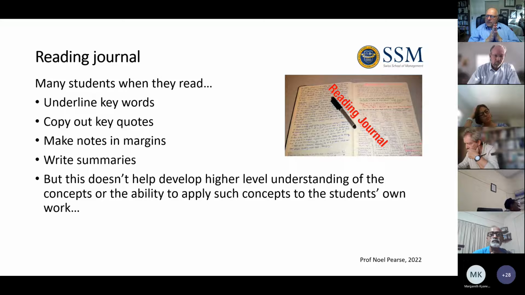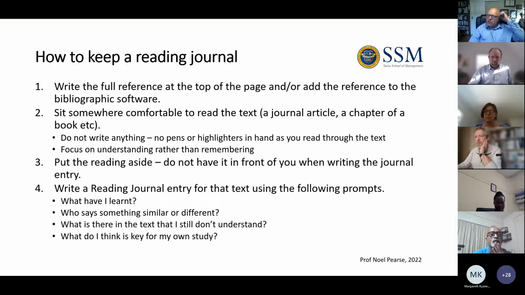The reading journal is really necessary because many students, when they read, underline keywords, copy out key quotes, make notes in the margins, and write summaries, but that doesn't necessarily help develop a high-level understanding of the concepts or the ability to apply them. So what you should do is write the full reference at the top of the page, then sit somewhere comfortable to read the text. Do not write anything. Rather focus on understanding rather than remembering, then put the reading aside and write down: what have I learned?